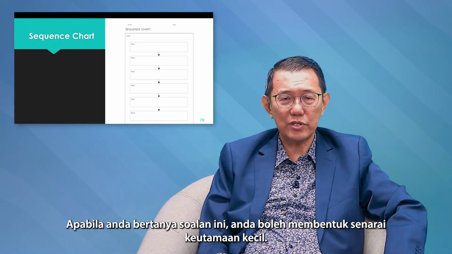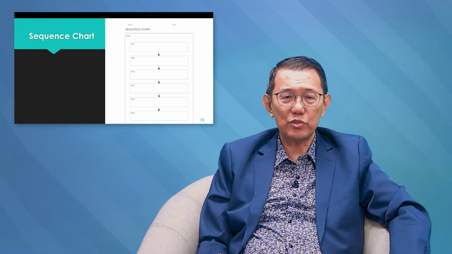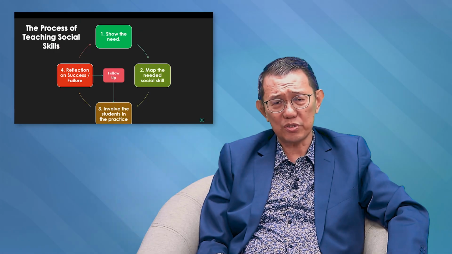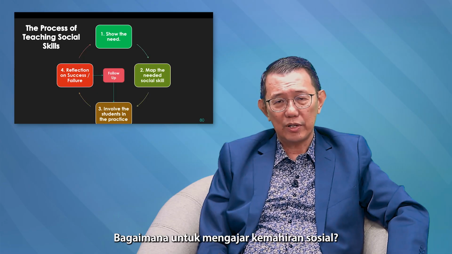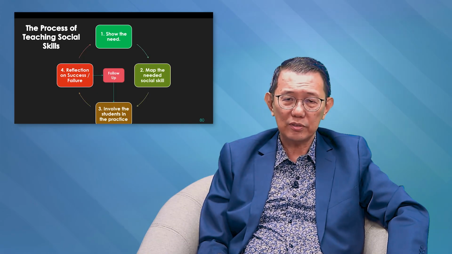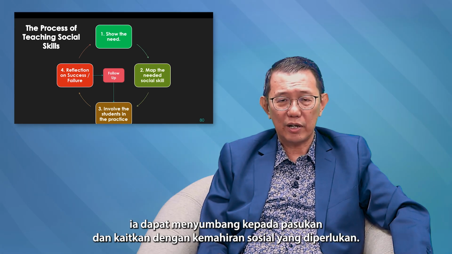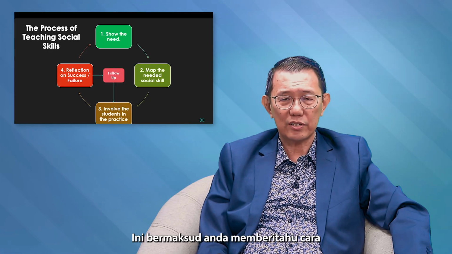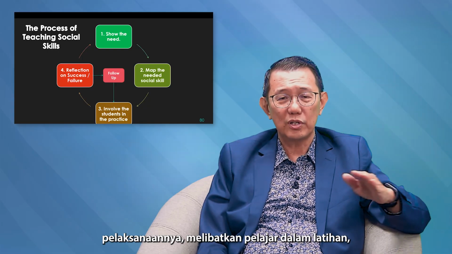When you ask these questions, you form a priority list. Which one should you teach first in this sequence chart? Now, how to teach social skills? Well, first of all, you need to show the need of that social skill so that it contributes to the team. Map the needed social skill. That means you tell how it is carried out, involve the students in the practice, and then have reflection on the success, and then do a follow-up on it if there is need to continue to involve the students in practice.